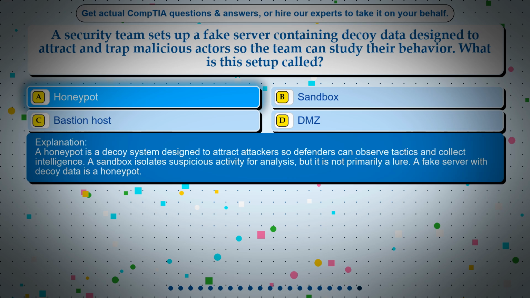A honeypot is a decoy system designed to attract attackers so defenders can observe tactics and collect intelligence. A sandbox isolates suspicious activity for analysis, but it is not primarily a lure. A fake server with decoy data is a honeypot.